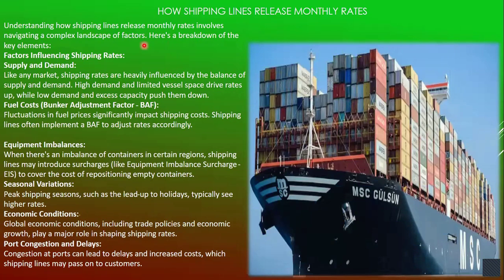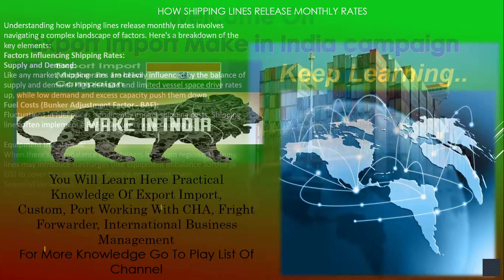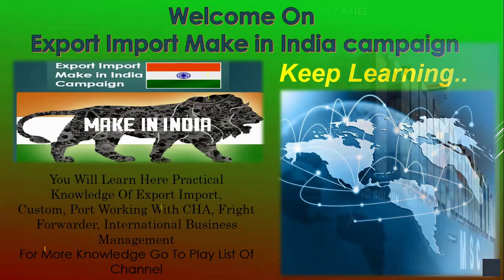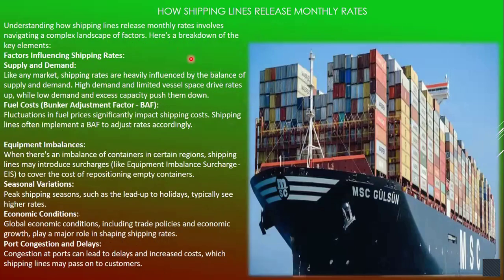So in this session we will understand how shipping lines release the monthly rate. We all know that the freight charges from India to Australia differ from one month to another. Like in February, the freight charge is $5,000 from India to Australia export. In March, it may differ. In January, maybe it is $4,500. So these are different on a monthly basis.